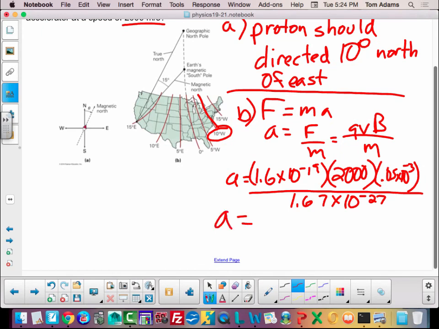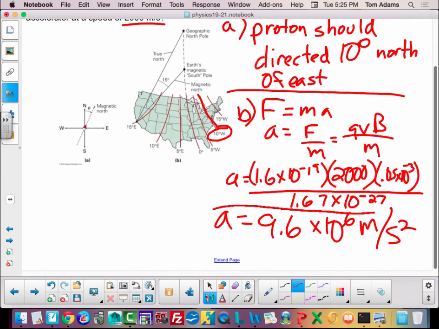So if you plug all that into your calculator, let me just double check and make sure I didn't make a mistake. 1.6 times 10 to the negative 19, times 2,000, times 0.05 times 10 to the negative 3, all over 1.67 times 10 to the negative 27. If I plug it into my calculator, I should get 9.6 times 10 to the 6, and I didn't write my units, but if I didn't make a mistake, it should be meters per second squared because it's an acceleration. There it is. Boom.